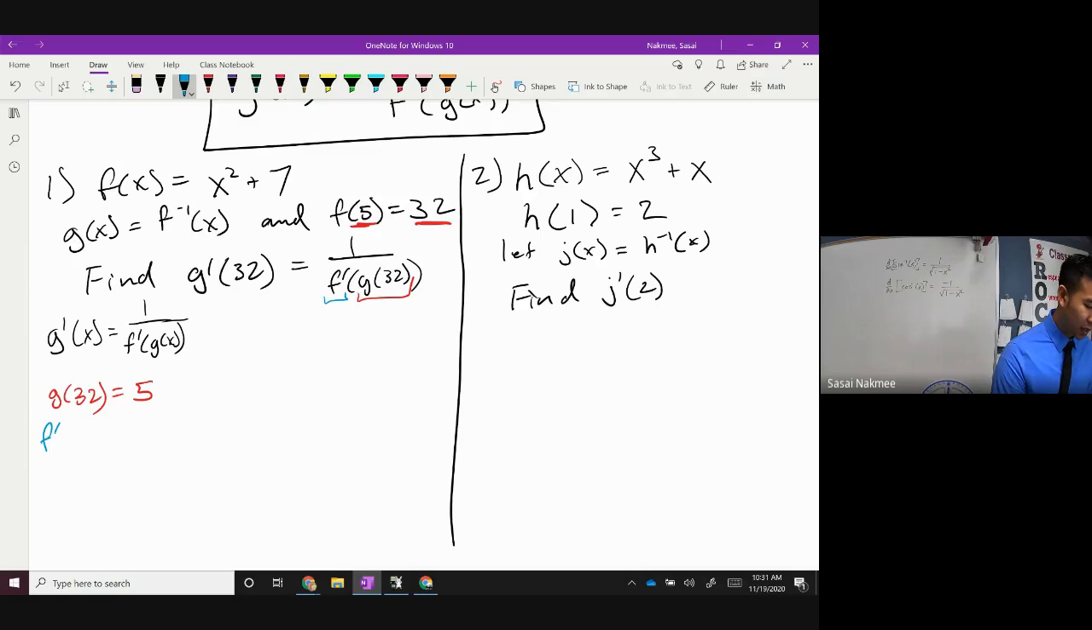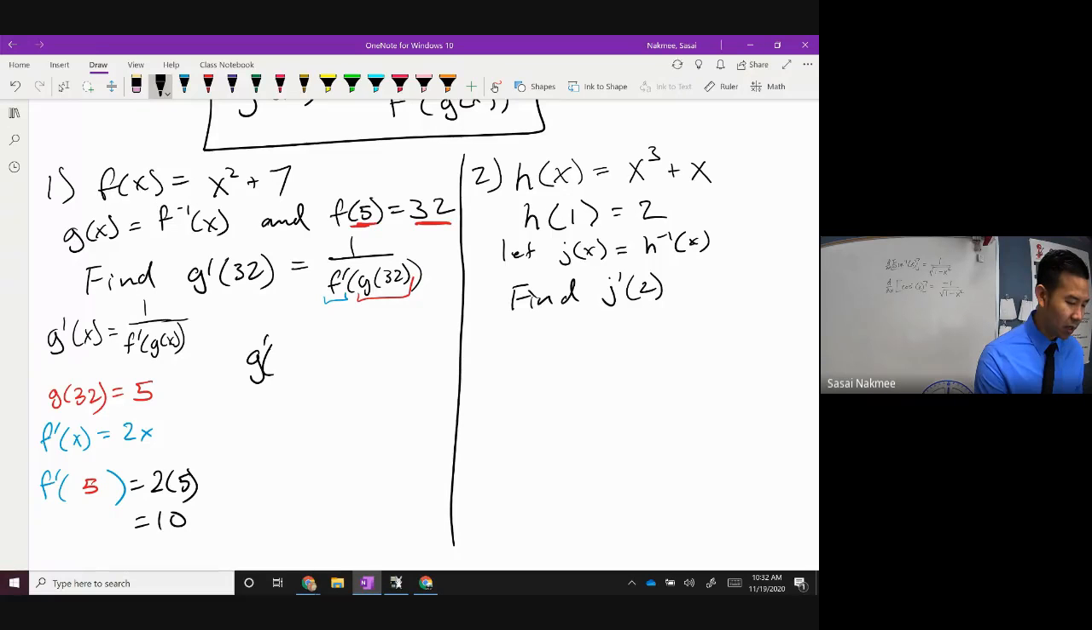Second thing, the derivative of f of x is going to equal 2x, which means I'm looking for the derivative evaluated at g of 32, but I know that g of 32 is just equal to 5. So I didn't have to write g of 32. I could have just written 5 in there. And that's going to tell me that f prime of 5 is going to be 2 times 5, which is just equal to 10. So with all that work being done, the derivative of g is going to be equal to 1 over 10. And you're done.